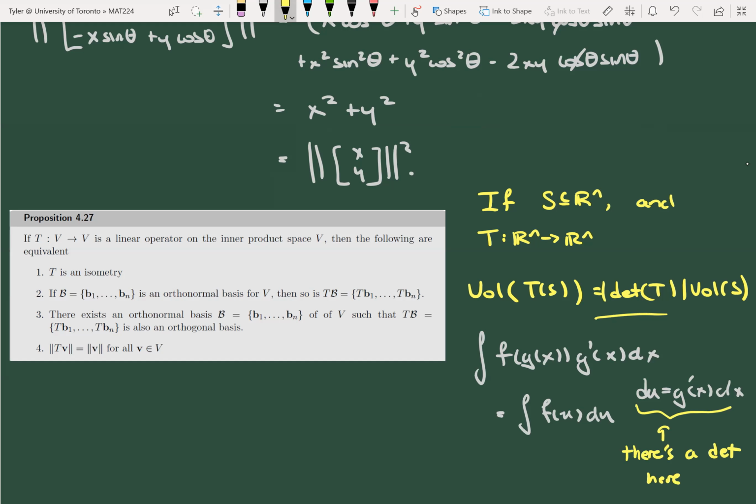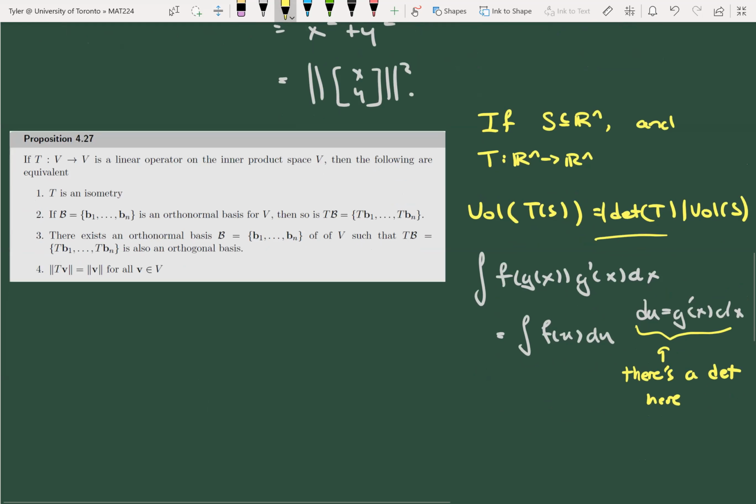But the determinant is around the 1-by-1 matrix g prime of x. So you don't see it, right? Because you know what the determinant of a 1-by-1 matrix is. It's just the number itself. So really what's happening here is this is actually the absolute value of the determinant of g prime of x. So that's kind of cool that it's hiding there.